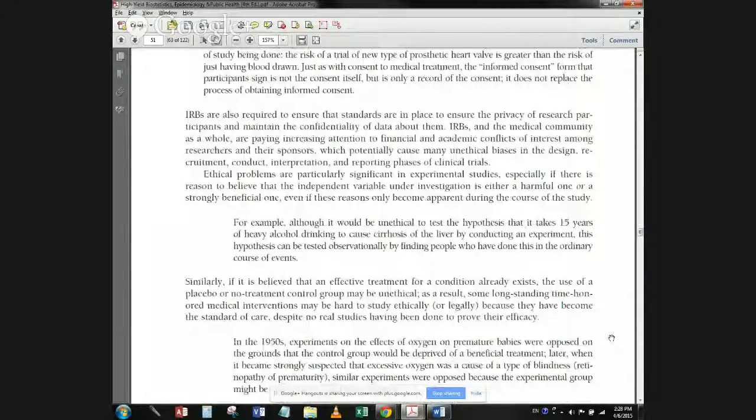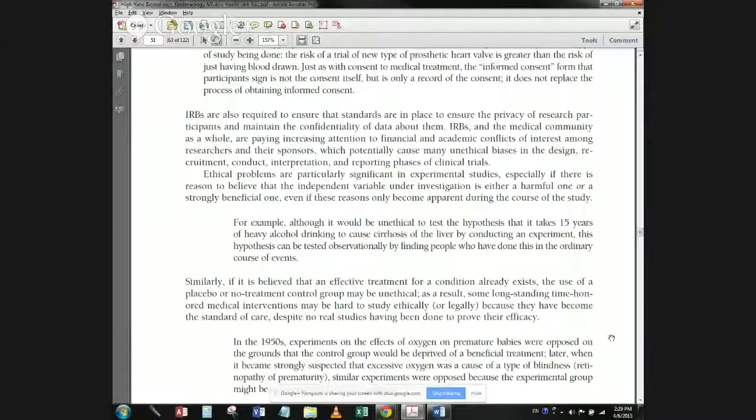The institutional review boards are also required to ensure that standards are in place to ensure the privacy of research participants and maintain the confidentiality of data about them. Institutional review boards and the medical community as a whole are paying increasing attention to financial and academic conflicts of interest among researchers and their sponsors, which potentially cause many unethical biases in the design, recruitment, conduct, interpretation, and reporting phases of clinical trials.